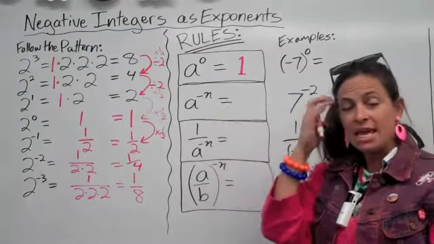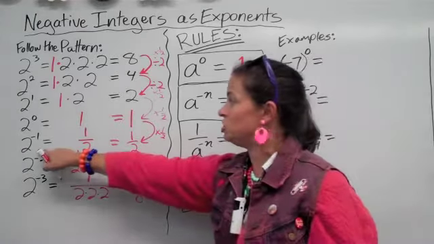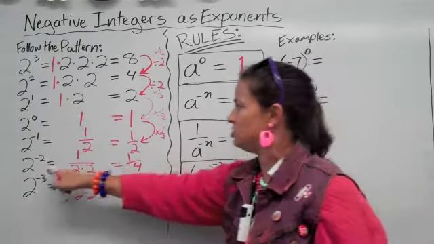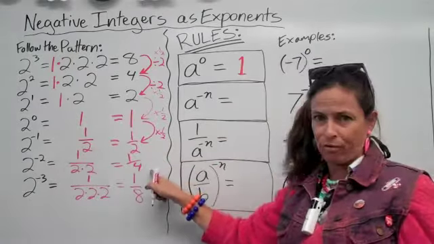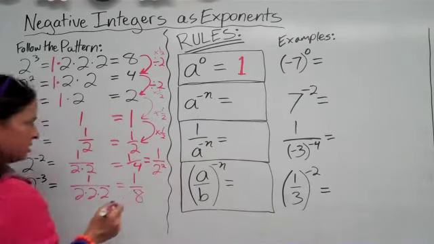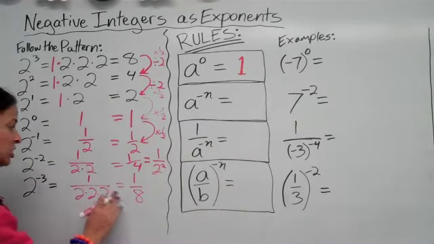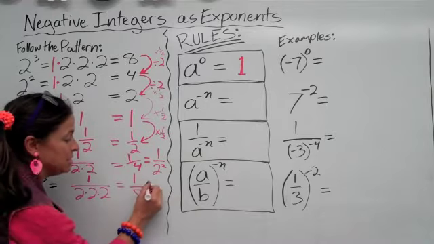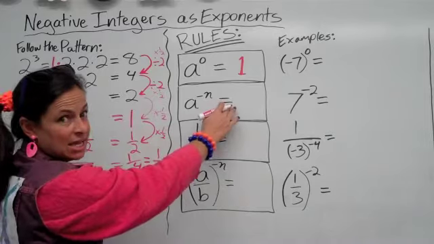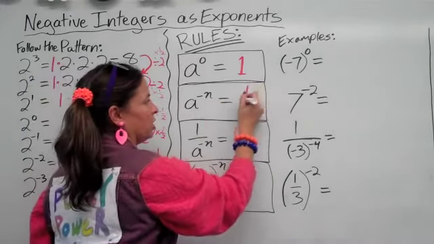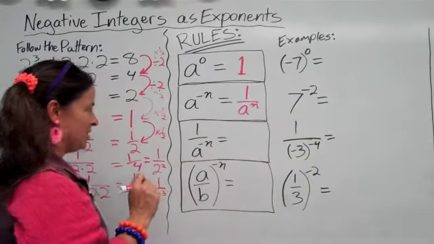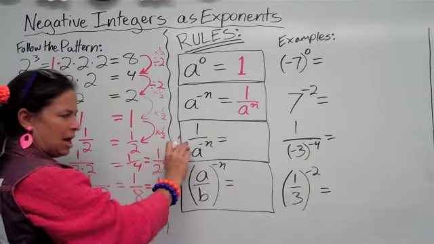Now what about a to the negative n? Well, if we follow the pattern, when we have 2 to the negative first power, it's actually equal to 1 over 2. And if I have 2 to the negative second power, it's equal to 1 over 4, which is actually the same as 1 over 2 squared. And 2 to the negative third is actually equal to 1 over 8, which is 1 over 2 to the third. So when you have a to the negative n, this is the same as 1 over a to the positive n.